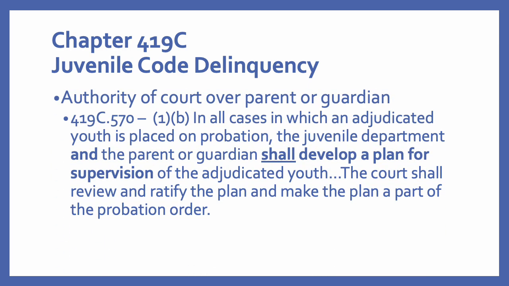419C Juvenile Code Delinquency Continued. Authority of courts over parent or guardian. 419C.570 Subsection 1. In all cases in which an adjudicated youth is placed on probation, the juvenile department and the parent or guardian shall develop a plan for supervision of the adjudicated youth. The court shall review and ratify the plan and make the plan a part of the probation order. The statute outlines how a court has the authority over the parent or guardian.